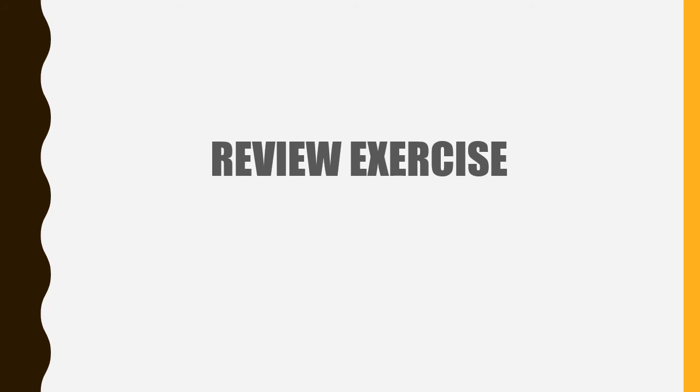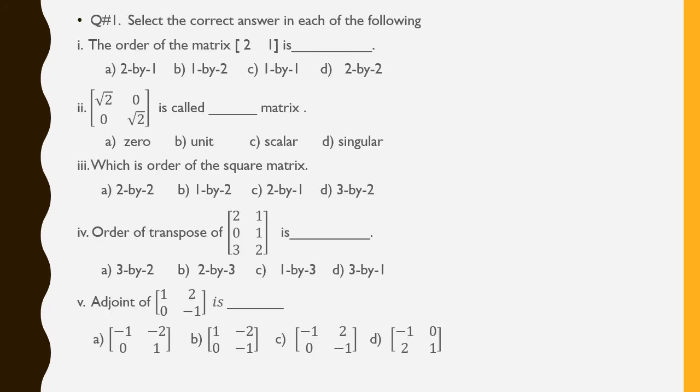Okay, now move on. Review exercise. Question number 1. Select the correct answer in each of the following. Number 1. The order of matrix [2, 1] is dash. A 2/1, B 1/2, C 1/1 and D 2/2. So the answer will be B 1/2 because it has 1 row and 2 columns.